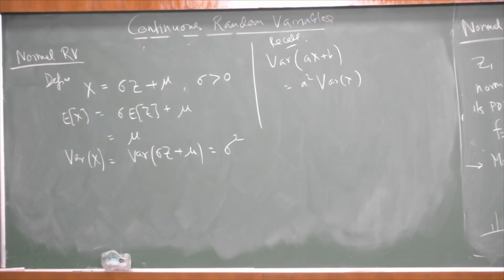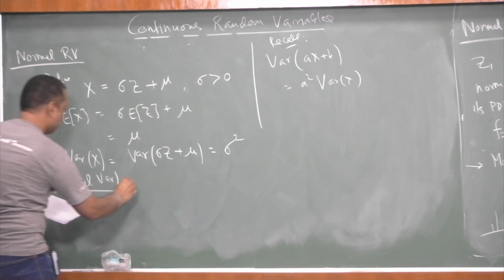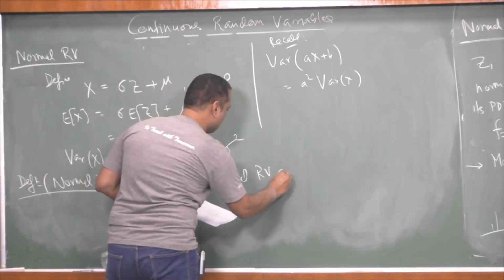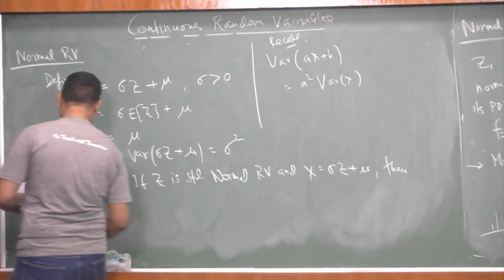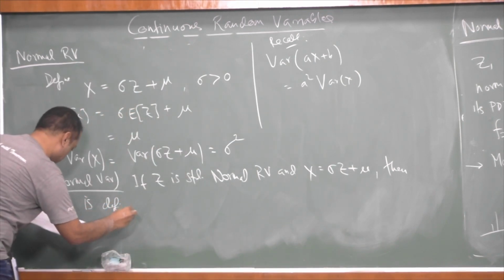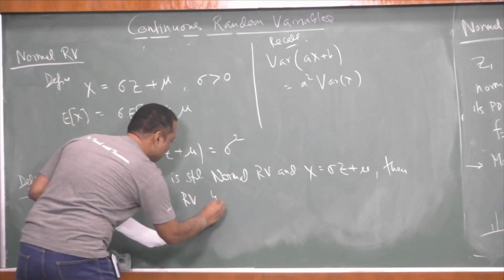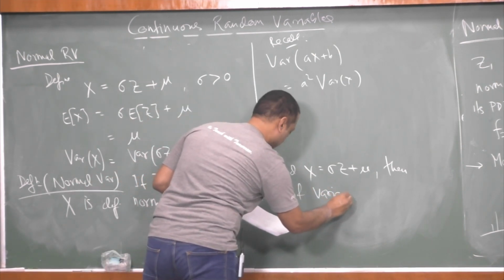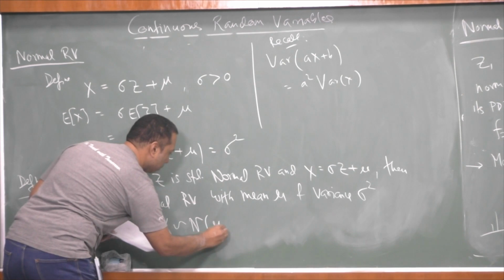normal variable which is seen as a transformation of the standard normal. So, definition of normal variable: if z is a standard normal random variable and x is sigma z plus mu, then x is defined to be a normal random variable with mean mu and variance sigma squared, and in this case we denote x to be normal with mu and sigma squared.